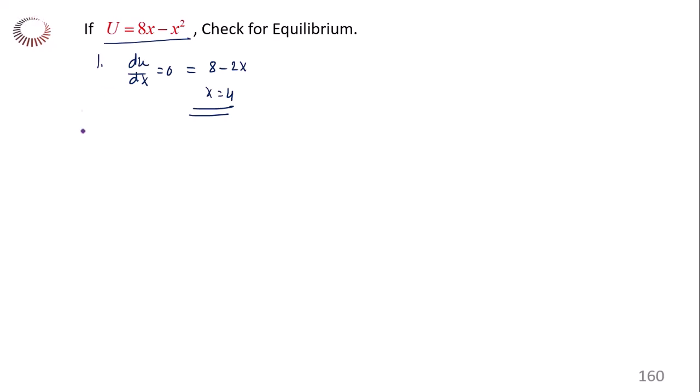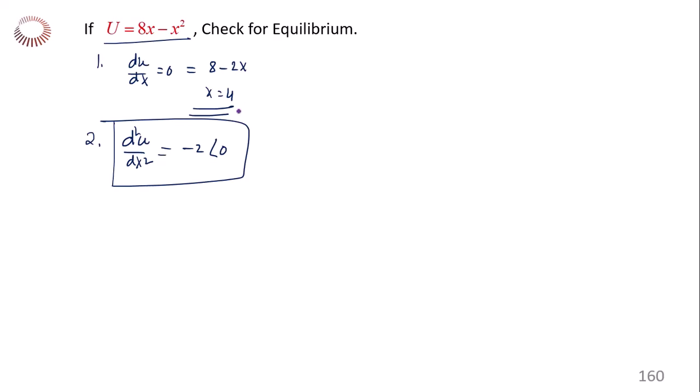Now I have to check whether this equilibrium is maximum or minimum. That means I further have to check the d²u/dx² value. Once I compute d²u/dx², it gives minus 2, that is negative, and it does not depend on the x value. So I am getting a negative value of d²u/dx². That means it is stable equilibrium. And what is the location? The location is x equals 4. At x equals 4, the particle is achieving a stable equilibrium.